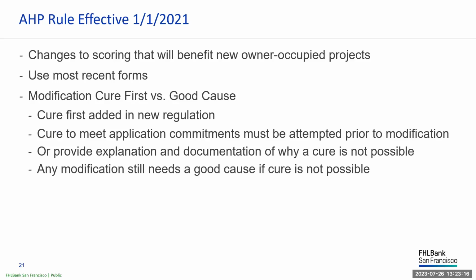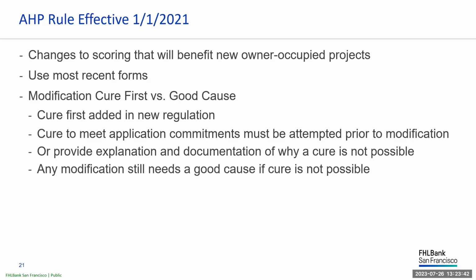Okay, thank you, Sharon. So there are some changes under the 2021 AHP rule, including scoring changes that will make the program more accessible for owner-occupied projects. For disbursement and initial monitoring, please make sure you are going to our website to download the latest forms, as many have been updated to comply with the new regulation.